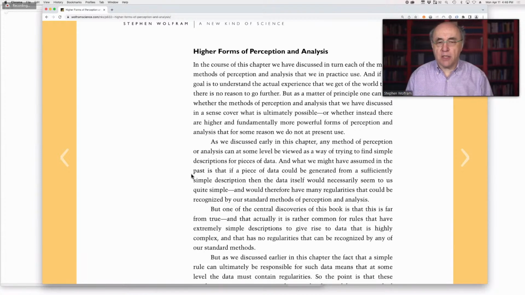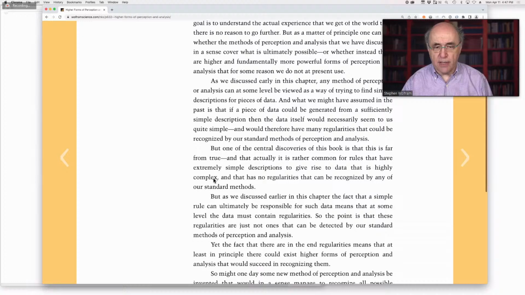Might there be some alien who would look at the center column of Rule 30 and say, no, that's not random, I can immediately tell that that comes from a simple rule? Might that happen? Is there a way to crack these things that is based on some sort of higher form of perception and analysis? And that's what I talk about here.